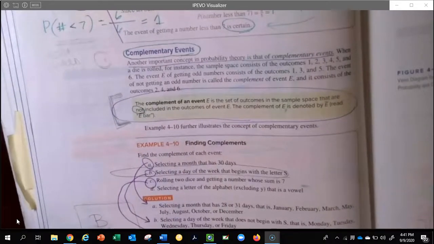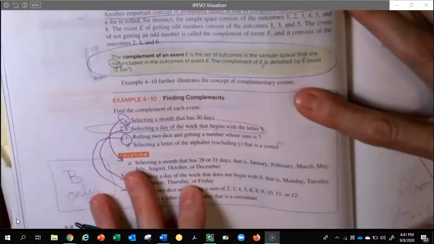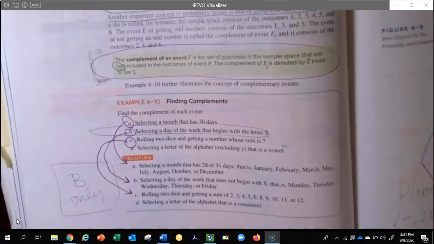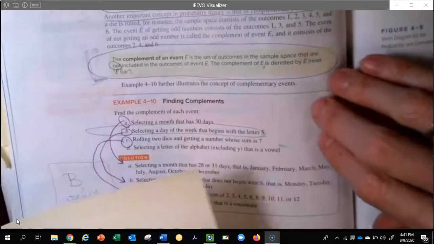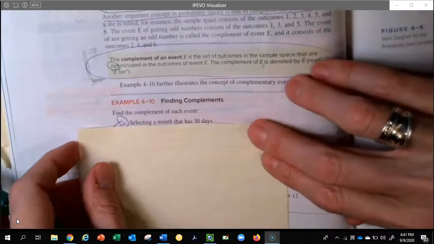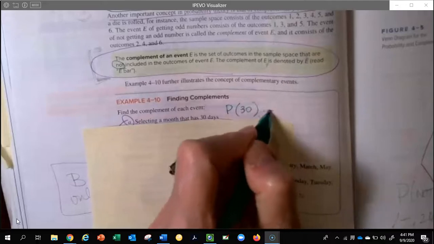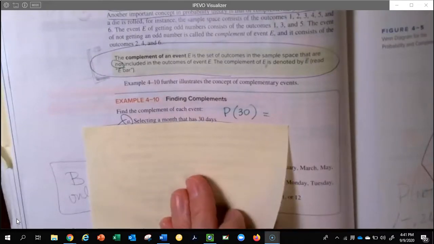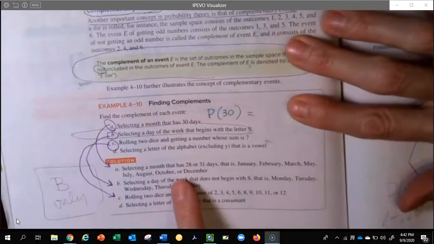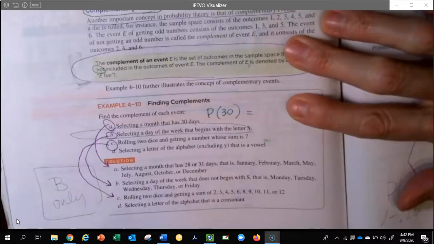And so we're going to play around with a few of these, starting with selecting a month that has 30 days. And so I would always question, what are they saying? What are they not saying? For a month that has 30 days, is that exactly 30 days, at least 30 days, not less than 30 days? I'll go ahead and see what they said. Select a month that has 28 or 31 days. So they want exact. And so which months have that?